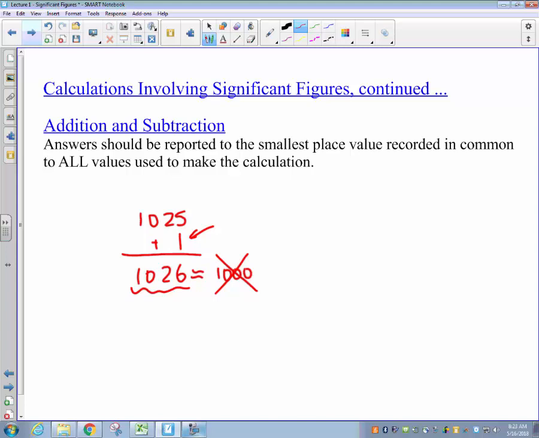That really tells us then that we need an entirely different approach to dealing with addition and subtraction problems. So the trick is with addition and subtraction problems, what we're going to be focusing on is not the strict number of significant figures that are present in our measured values, but instead the place value of those significant figures. So let's take a look at an example here.